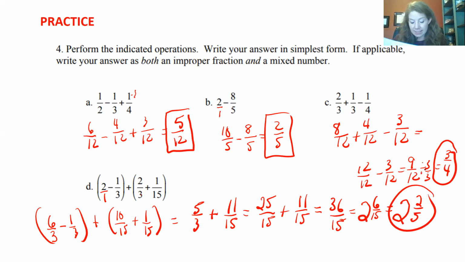All right, let me check these last couple of answers. I think I didn't print the last page, so I don't have that. Oh, well, wait. Nope, that's it.